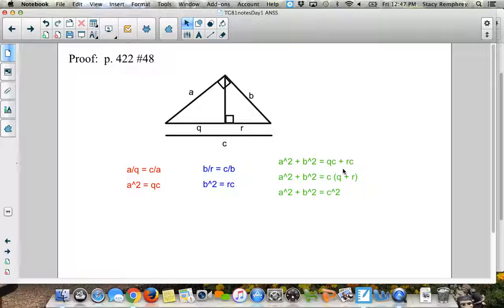So I got to here. Then I factored out the C because I had a common factor of C. I factored that out. And then Q plus R. If you look up here, what do Q and R make up? They make up C. So C times Q plus R is the same as C times C, which is C squared. And look at that. You've just proven the Pythagorean theorem.